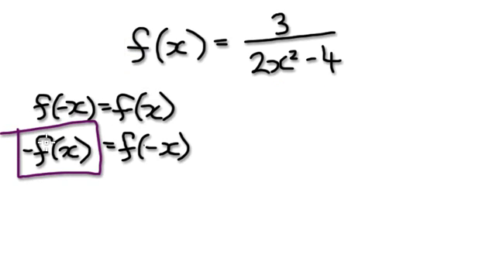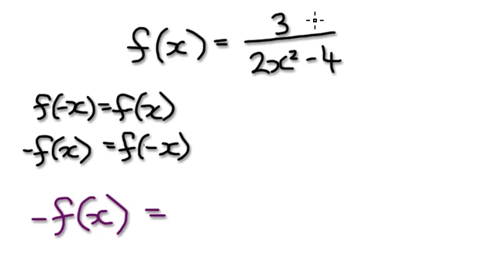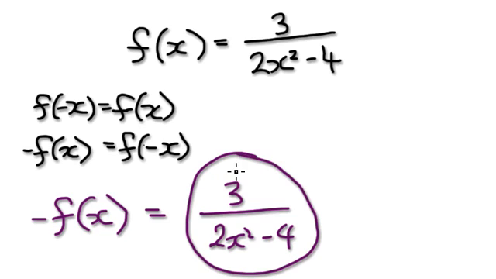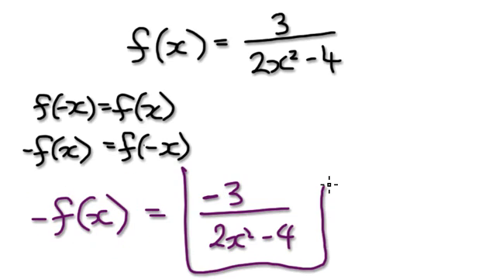Let's apply this transformation, which is the whole thing with a negative stuck in front of it. So negative f of x means taking the whole thing intact, 3 over 2 x squared minus 4, but sticking a negative in front of it. Let me tidy it up, and after applying this transformation, the function will look like this.